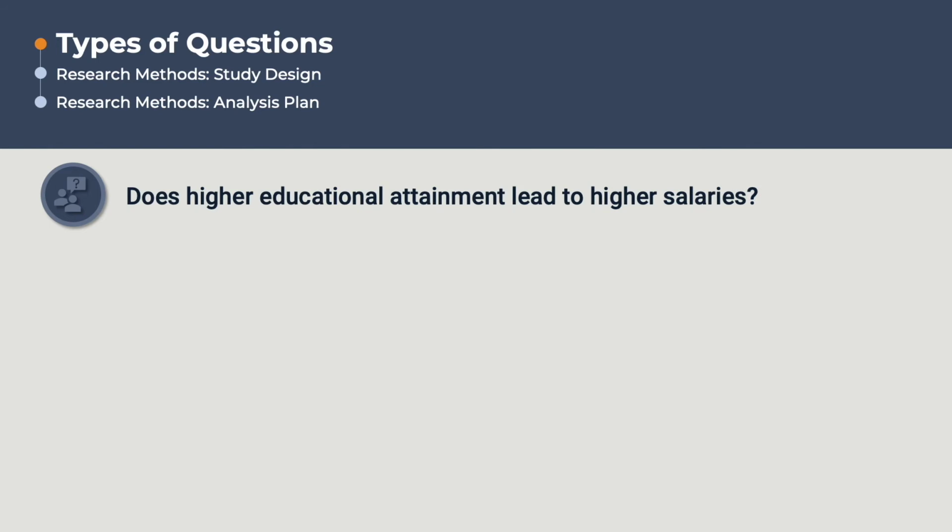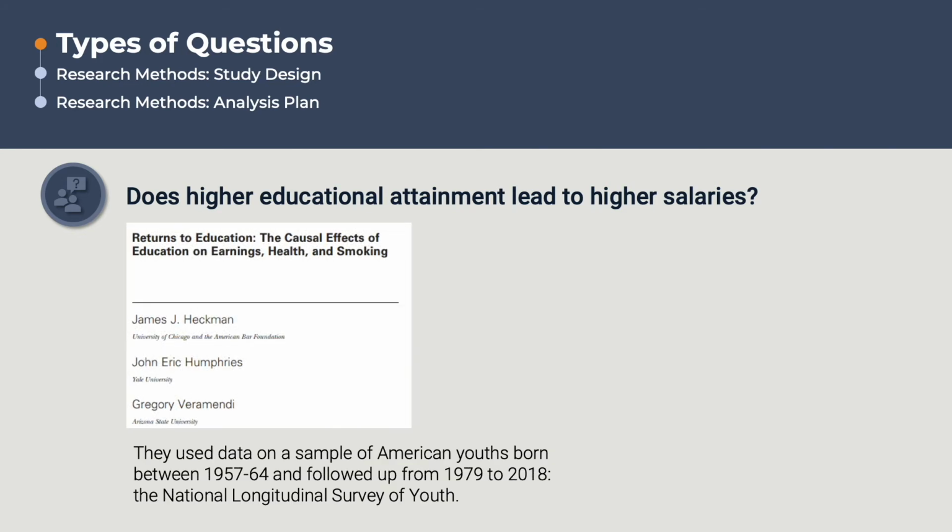Lastly, let's look at the final question on whether higher educational attainment leads to higher salaries. In 2018, James Heckman, the Nobel Prize winner in economic sciences in 2000, and colleagues reviewed approaches to study whether higher education leads to greater earnings. They used data from the National Longitudinal Study of Youth, which is a study of American youths born between 1957 and 1964. Their data included follow-up information on these participants from 1979 to 2018.